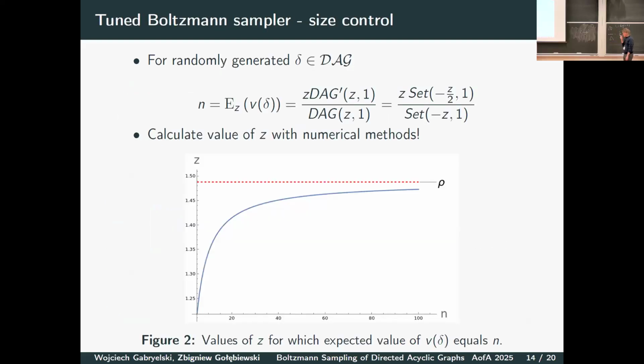Okay, so what I showed you is the so-called free sampler. So we end up with a graph of more or less unknown size for now, and in order to be close to the size that we need, we have to tune it. What this means is that we have to choose the z parameter in such a way that the expected value of the size of the structure that we draw is n, the thing that we need.